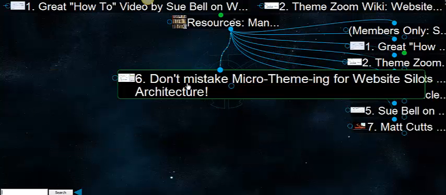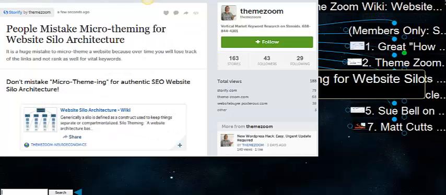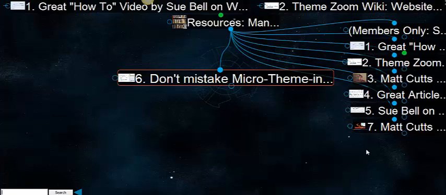Also, don't mistake micro-theming for website silo architecture. Little news report that I give you with some great links stacked in one of our Storify stores, and you can look around. A lot of people think that when they're shouting about a page or linking to a page that's thematically relevant anywhere in the site, all over the place, that that is actually website silo architecture. That's not. That's micro-theming, and we created a term for that. We've got a Wiki entry on that, and because of that, we really wanted to make sure that you understood the difference between that, okay?